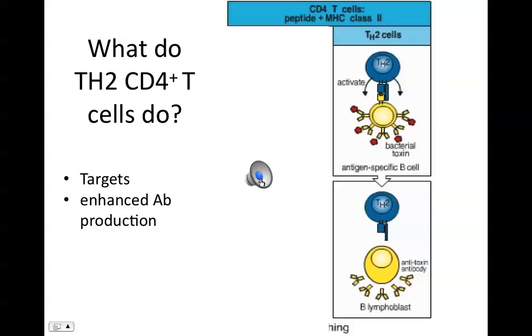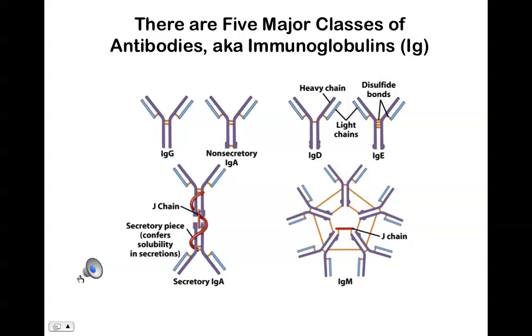And what do Th2 CD4 positive cells do? The Th2 CD4s enhance antibody production by augmenting or eliciting a more powerful response in B lymphocytes. Antibodies are produced by B lymphocytes. And we're going to find there's also another type of cell that produces antibodies that are derived or produced from activated B lymphocytes. It's called plasma cells.